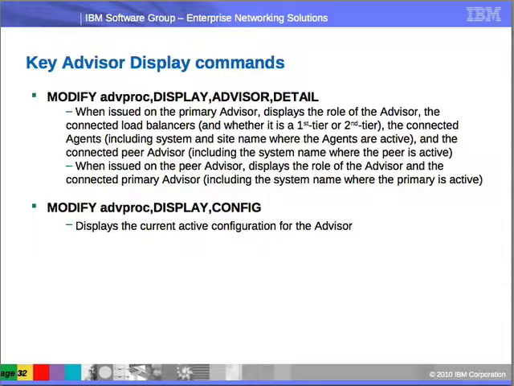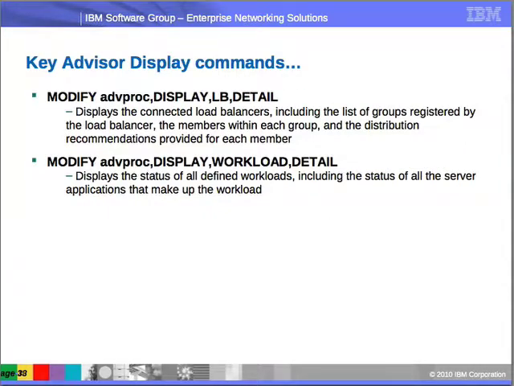The LB detail: as part of SASP, you register what are called load balancer groups to the load balancer, and then it passes that information over to the advisor. Rather than having to log on to the load balancer and display all this information, we can display this information directly from the advisor. Finally, the last one is a workload detail display. This says what is the status of all the workloads. Are they active? And if they're active, which site are they active on? And what is the status of all the server applications that make up the workload?